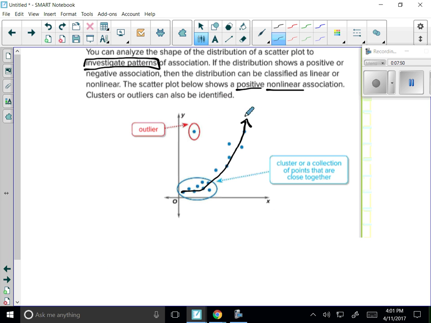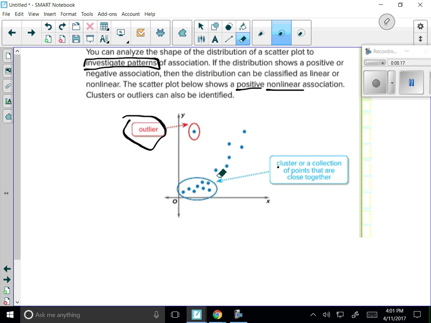And now we have some kind of new vocabulary words. This word right here is an outlier. You can also kind of think of it as like an outsider, which means, hey, this point is kind of all by itself. Those are called outliers, and we'll talk more about those soon. And then another thing to note, and I'm going to erase part of this here, is when you see a cluster of points right here, a cluster or a collection of points that are close together. So there's quite a few here, and as your line continues up in a positive direction, it kind of dwindles down, and there's not quite as many. So in the area where there are a lot, that would be considered a cluster.